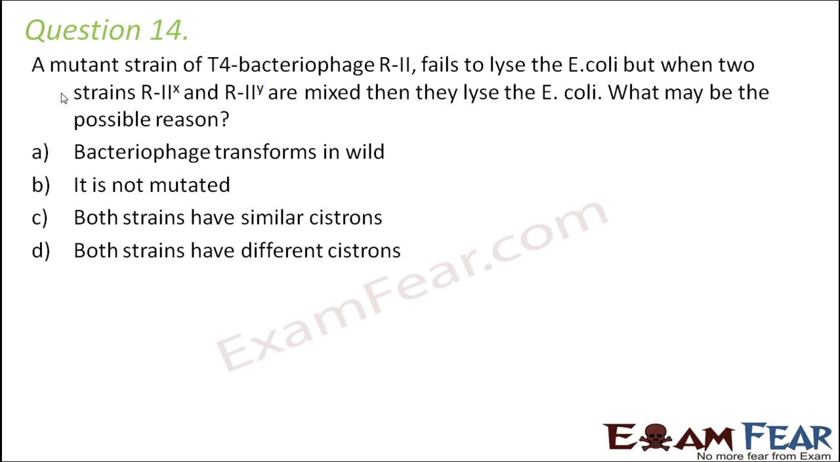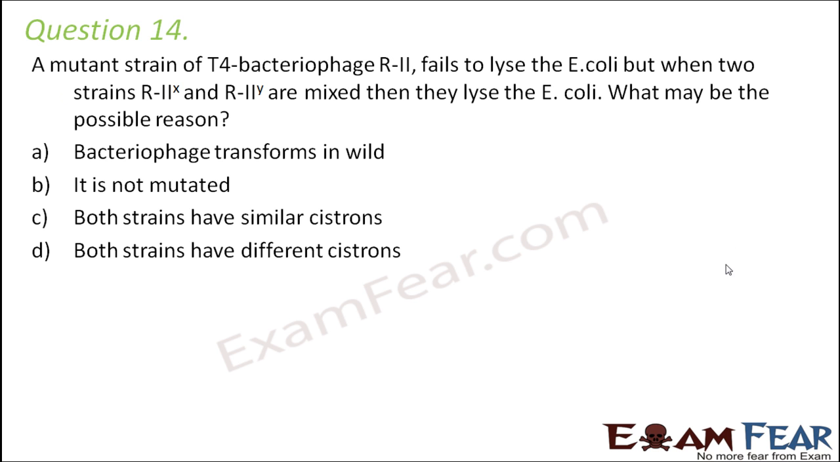So one possibility could be that the bacteriophage transforms in wild. It is not mutated. Both strains have similar cistrons. Both strains have different cistrons. Now, what is a cistron? A cistron is a section of DNA that codes for a specific polypeptide. In this case, if R2 alone was used, it fails to lyse E. coli. Now, when will the E. coli be lysed? Only when there is an enzyme being produced which can cause lysis of E. coli. So you need to produce that enzyme.